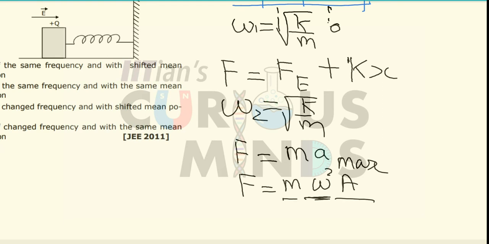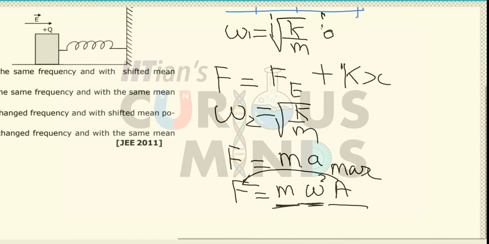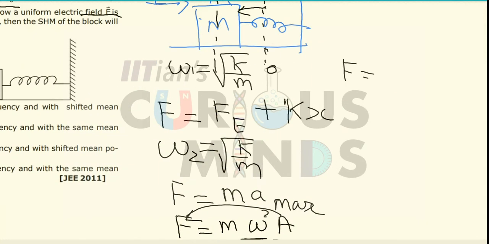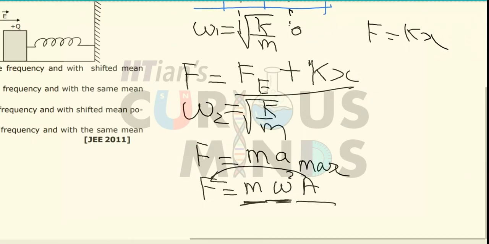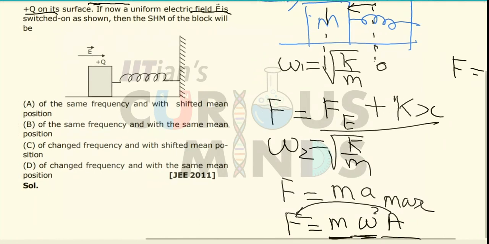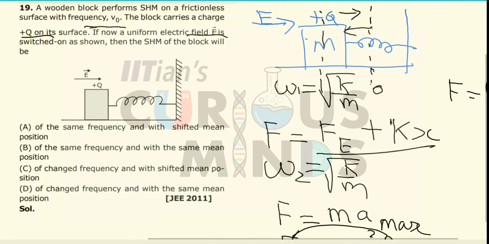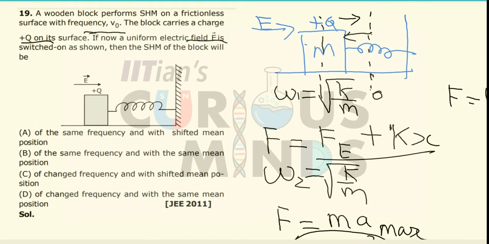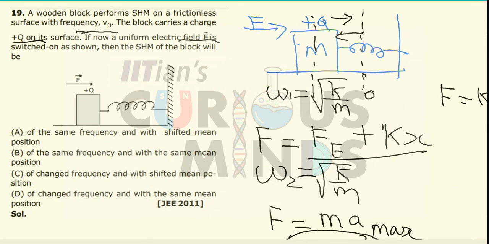Now the omega remains constant and the m remains constant, so I can say the amplitude will be proportional to the force applied. Initially the force applied was just equal to kx. Now the force applied will be equal to fe plus kx. So the amplitude will change, or the mean position of the amplitude will change over here. So the body will move with the same frequency but a shifted mean position, which is option number A.